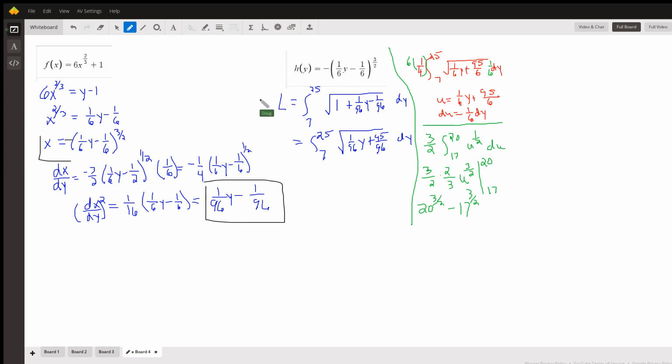Here's the arc length in terms of y. And factor out a 1/16 and take the square root. That leaves the 1/4 out front. Anyway, it looks a lot simpler to solve for x in terms of y and find dx dy instead of dy dx.